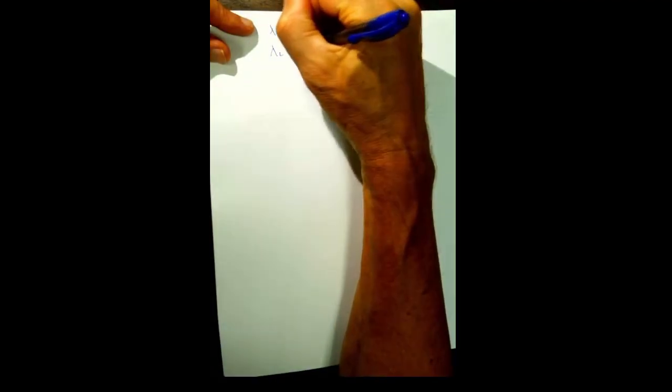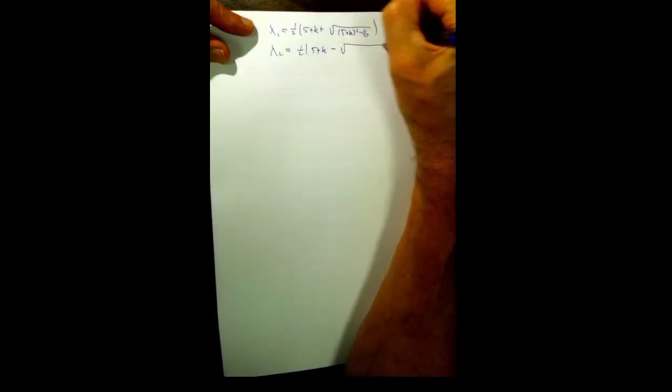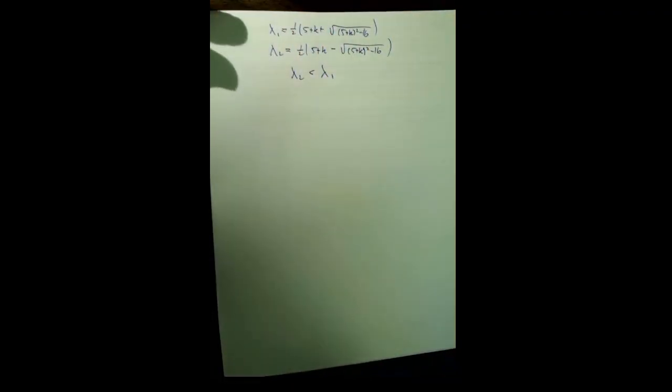Boy, okay, let's just recap that. So again, my lambda 1 is 1/2 of 5 plus k plus the square root of 5 plus k squared minus 16. Lambda 2 is 1/2 of 5 plus k minus the square root of 5 plus k quantity squared minus 16. And the way I've constructed this, lambda 2 is less than lambda 1.